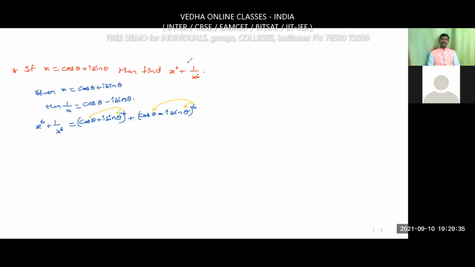If you write the power 6 in front of the theta, we get cos 6 theta plus I sin 6 theta, plus cos 6 theta minus I sin 6 theta. I sin 6 theta gets cancelled. Cos 6 theta plus cos 6 theta is 2 cos 6 theta. This is the required solution. Understood?